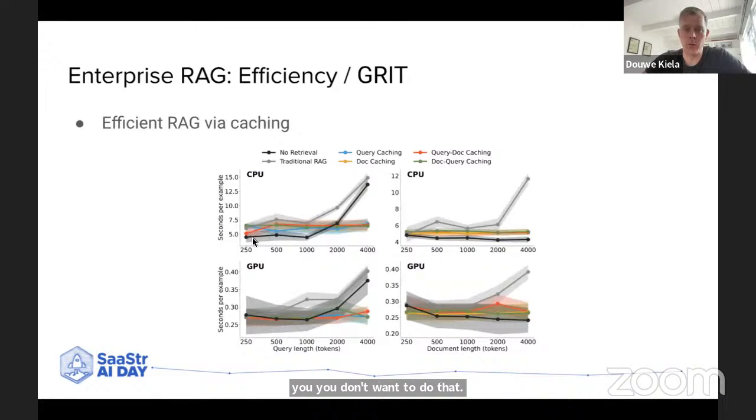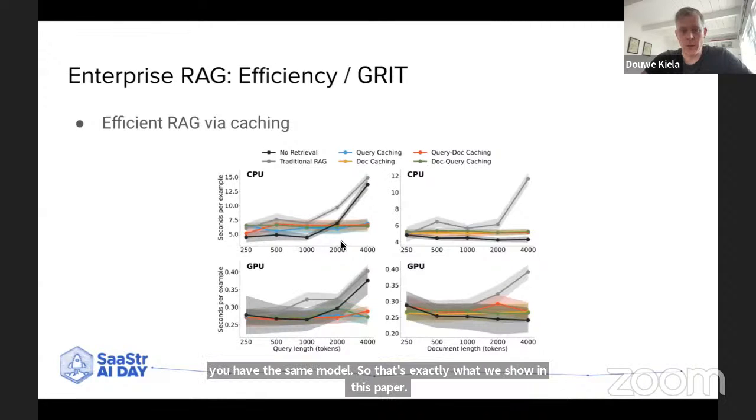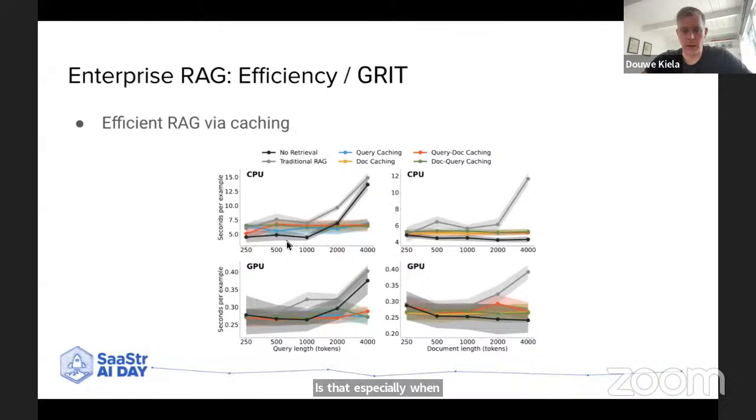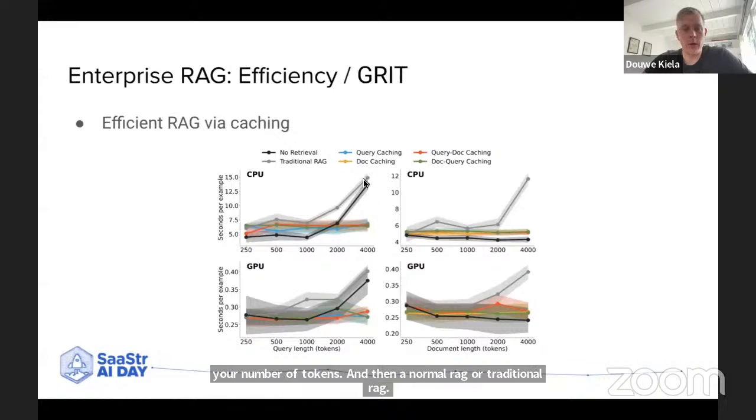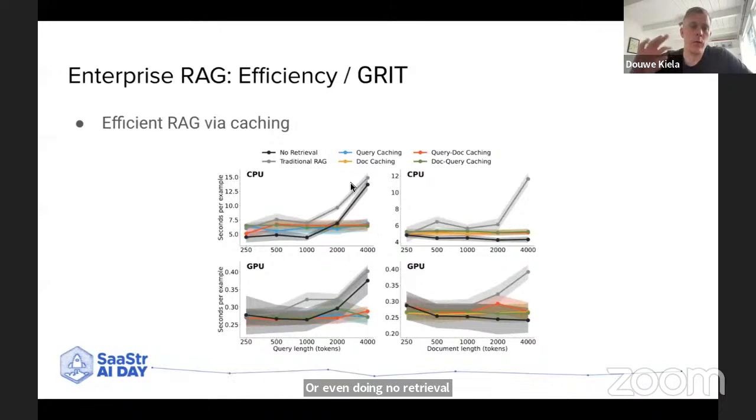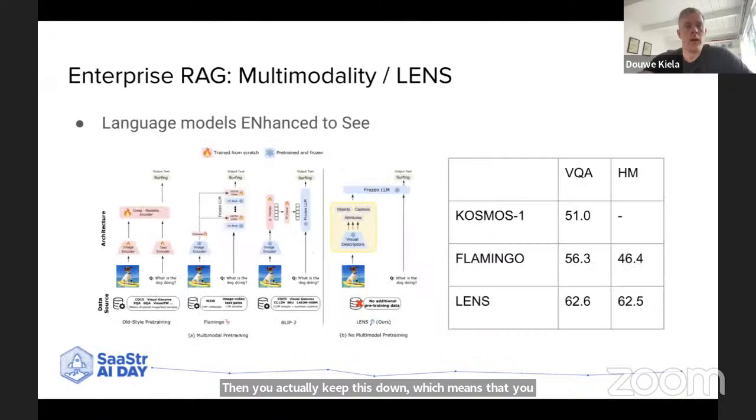That's exactly what we show in this paper, is that especially when your context size expands, so your number of tokens, then normal RAG or traditional RAG, or even doing no retrieval, really kind of explodes, right? But if you reuse the compute, so if you do caching on the query side or on the document side or both, then you actually keep this down, which means that you can really scale RAG systems much better if you use something like GRIT.